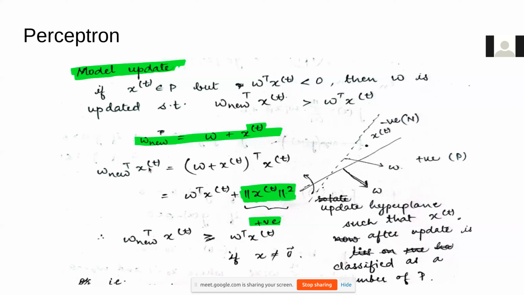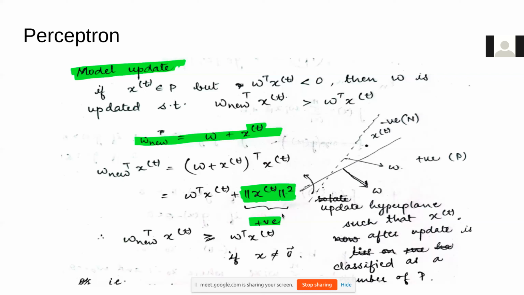This W new transpose X of t will become W plus X of t, because remember, this is how W new has been updated. So W new is nothing but the data point added to the initial W. So W plus X of t, transpose X of t, which is W transpose X plus the L2 norm squared of X t. This is the same value which we had before the update, but there is an additional term coming here. This will always be positive because it is a norm of a vector, so it will always be greater than or equal to 0. Unless X is 0, it will strictly be greater than 0.